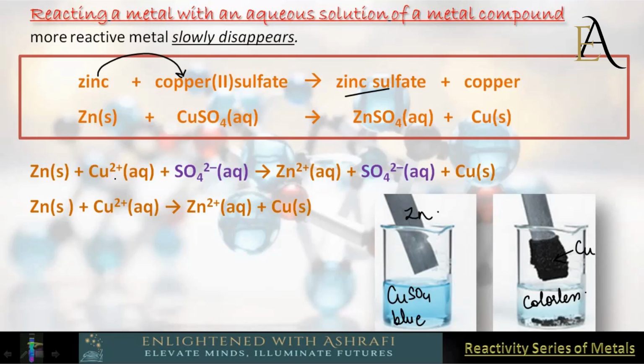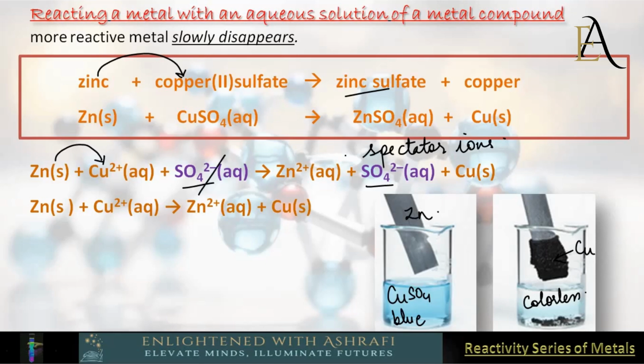We can see over here in detail we have sulfates on both the sides. They do not participate in the reactions, they are not changing, they are the same. That's why these are known as spectator ions. Zinc, highly reactive, is replacing copper ion and forming zinc sulfate plus copper atoms.